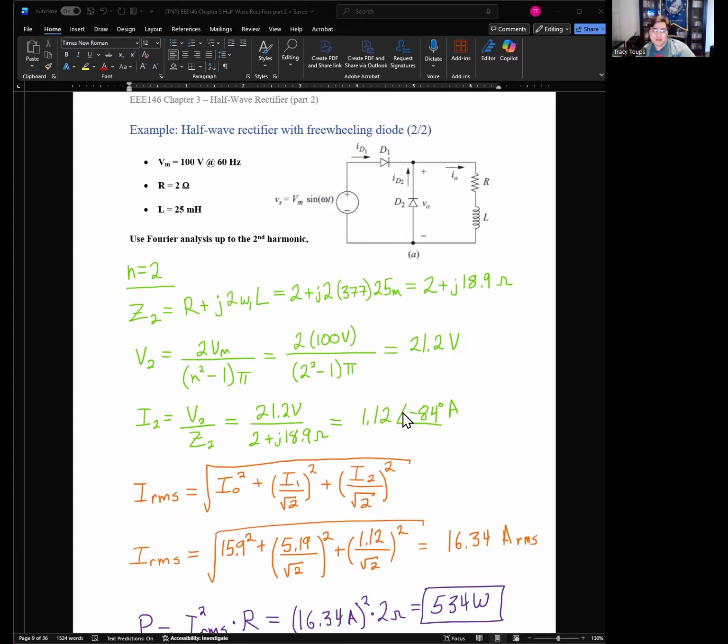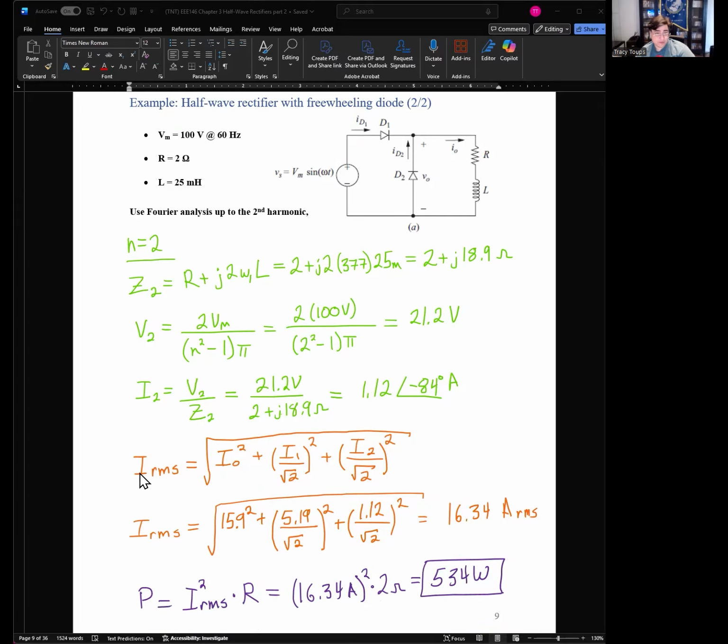Okay. Now we got I0. We got n equals 0, n equals 1, n equals 2. We could find the total power. Remember, to find the total power, we need to find the RMS of all the currents in the circuit, not just the DC one. This is why we're doing harmonic analysis. To find a total current going into the load, I RMS is always equal to the square root of all our harmonics squared and then added together.